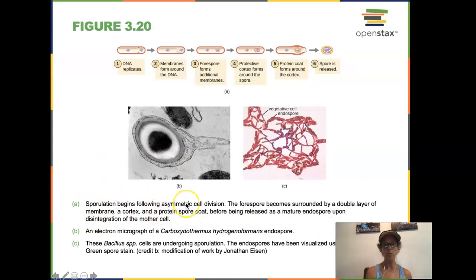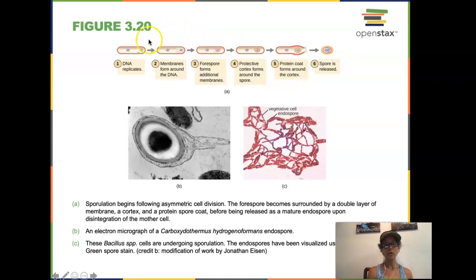Sporulation, the formation of spores, is very important because the spores are a way of preserving genetic material when the cell is in harsh conditions. And those harsh conditions could be lack of water, lack of nutrients, too high of a temperature, too cold of a temperature, anything that is stressful and would not allow the cell to do its normal cell division.